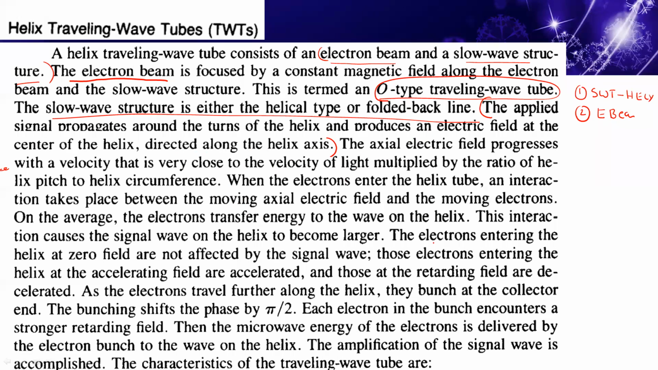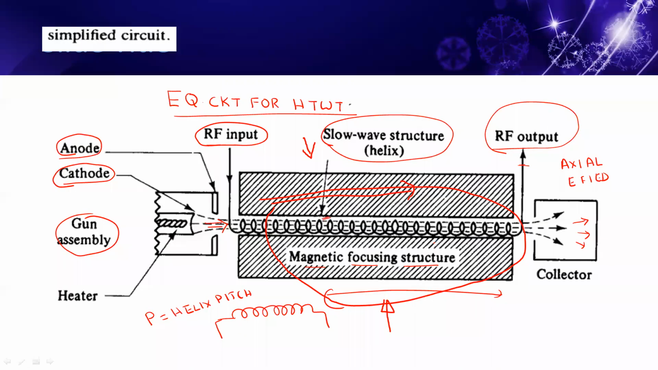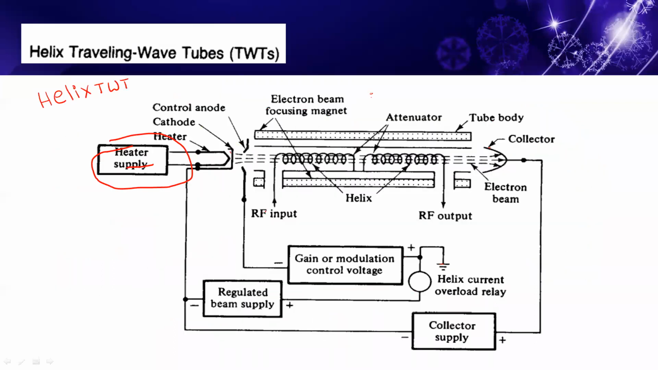Whatever the field, that is the applied signal, should propagate from the electron gun and enter the turns of the helix. That's why here there is an RF input. We are giving a very small signal as RF input, whereas the RF output should be amplified in the traveling wave tube. That's why the helix traveling wave tube is also called an amplifier.